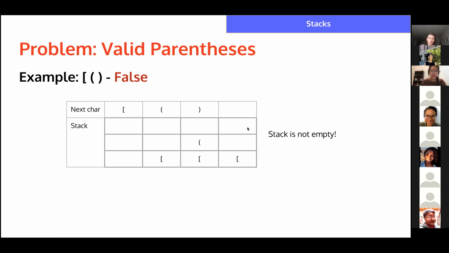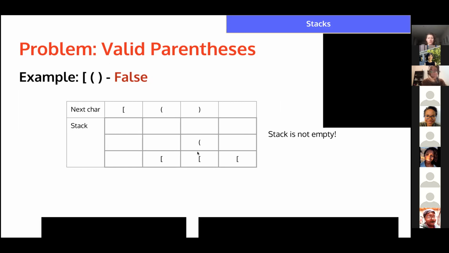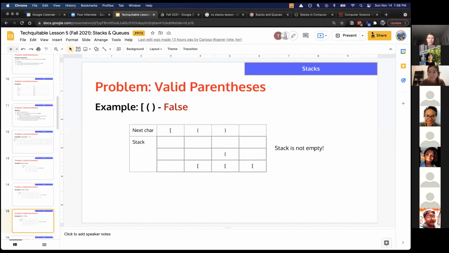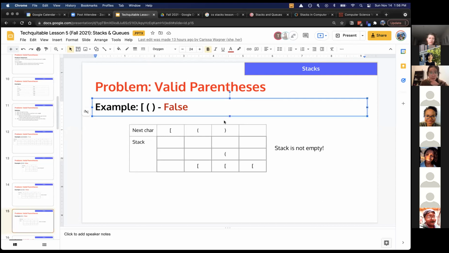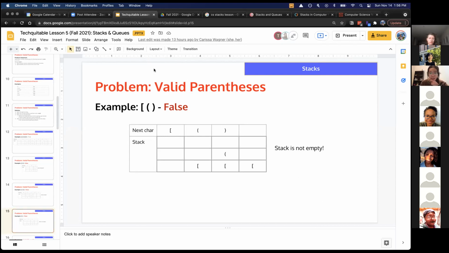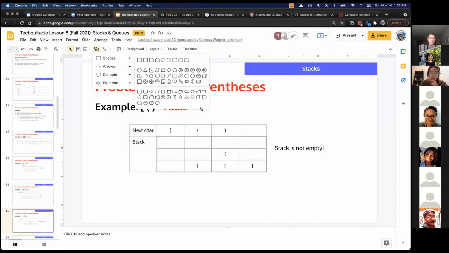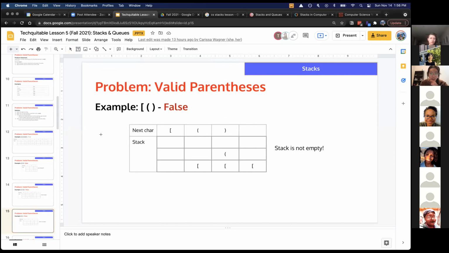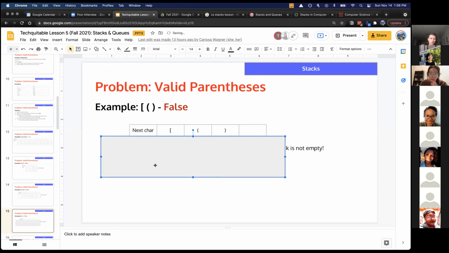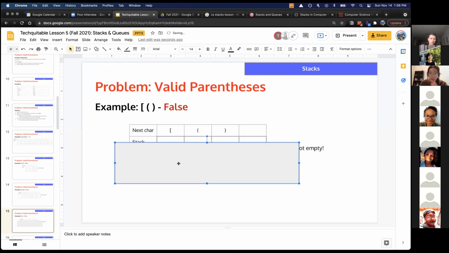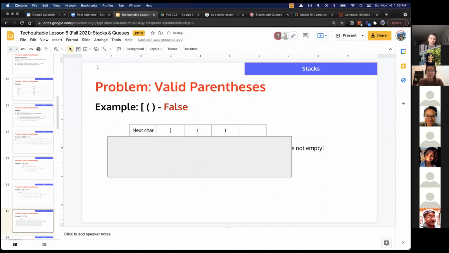So this is the example where the stack isn't empty. So I'm going to just add a big blank square here, and then maybe we can go through building the stack character by character.